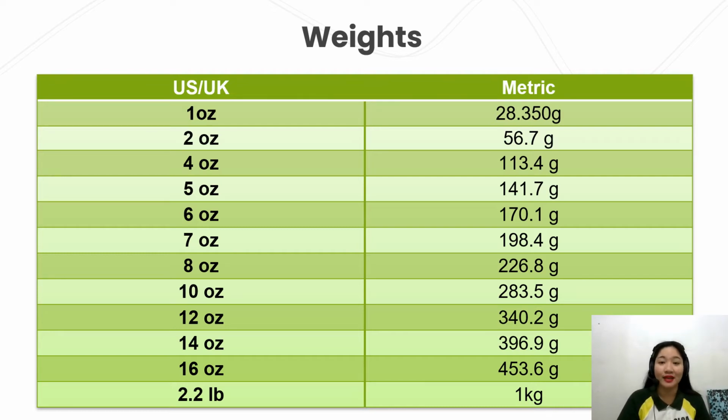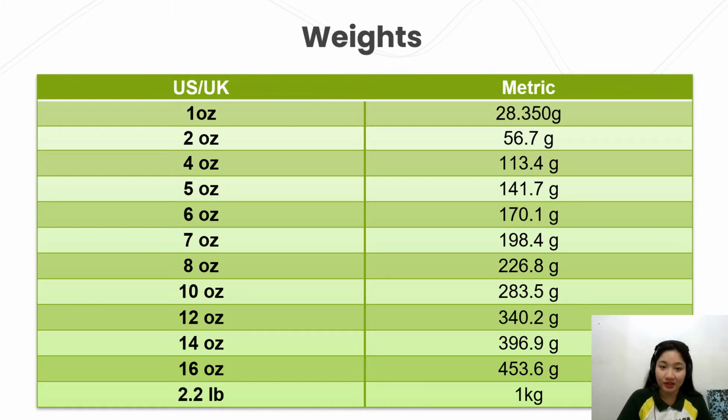4 ounces, we have 113.4 grams. 4 ounces is also equivalent to 1/4 pounds. We also have the 5 ounces, which is equivalent, of course, to 1/3 pounds. Equivalent, class, to 141.7 grams. We also have 6 ounces, which is equivalent to 170.1 grams. We have 7 ounces, which is equivalent to 198.4 grams.